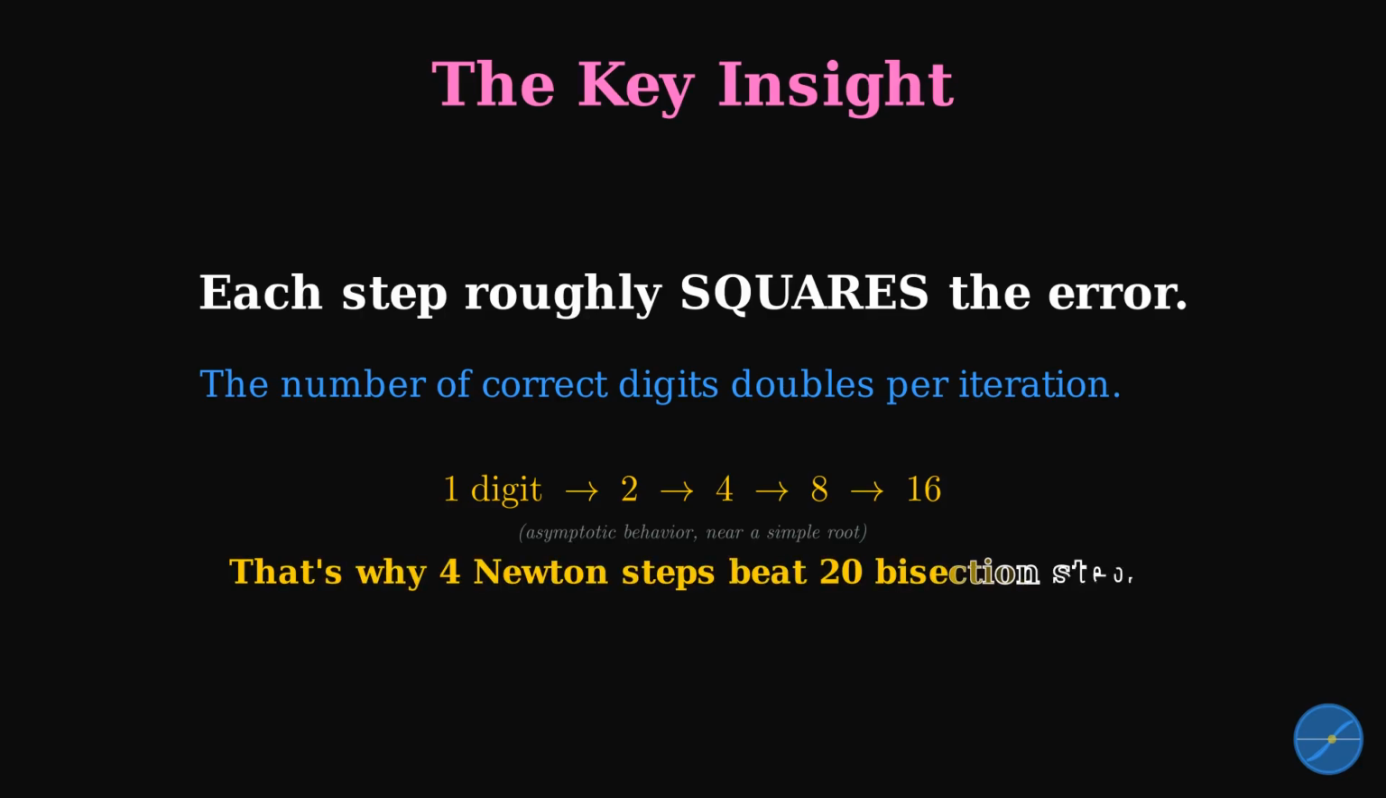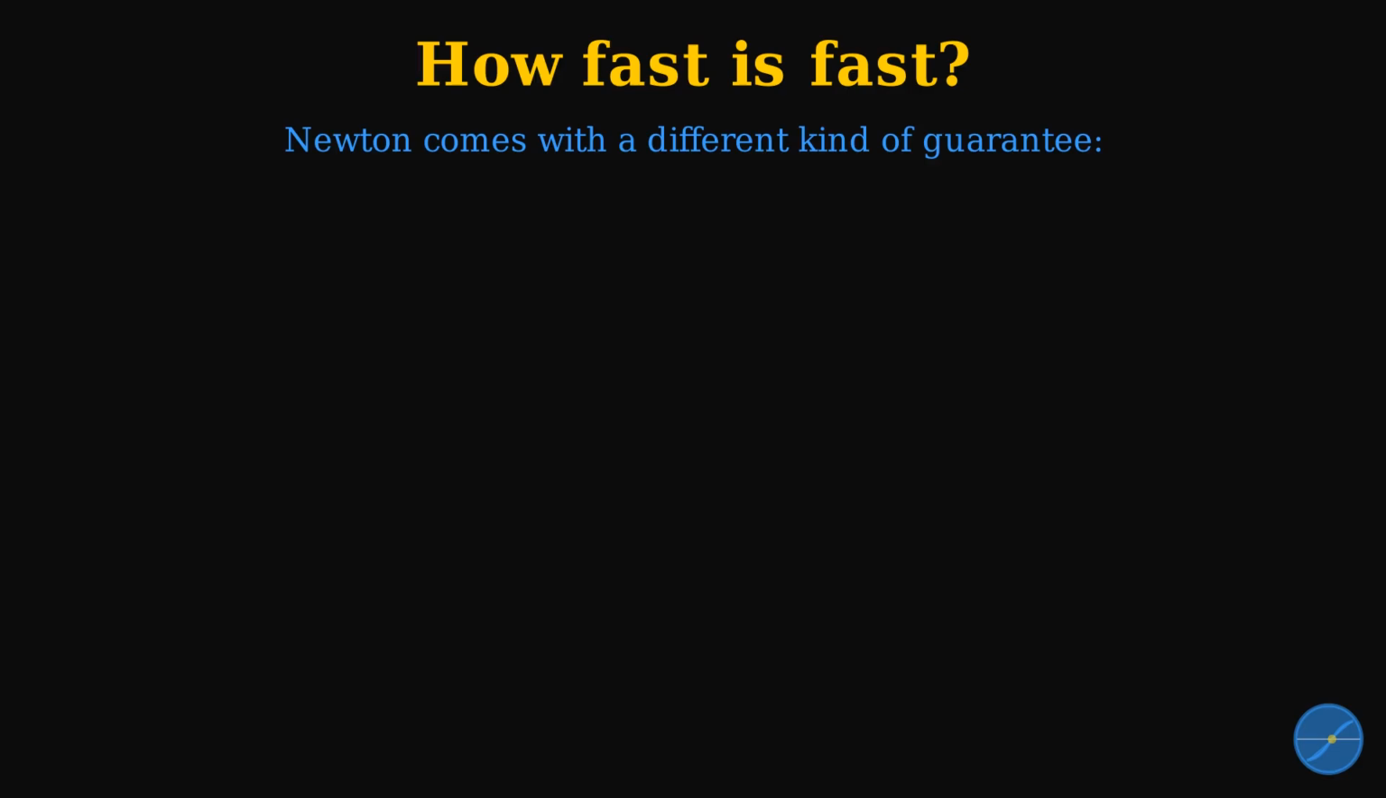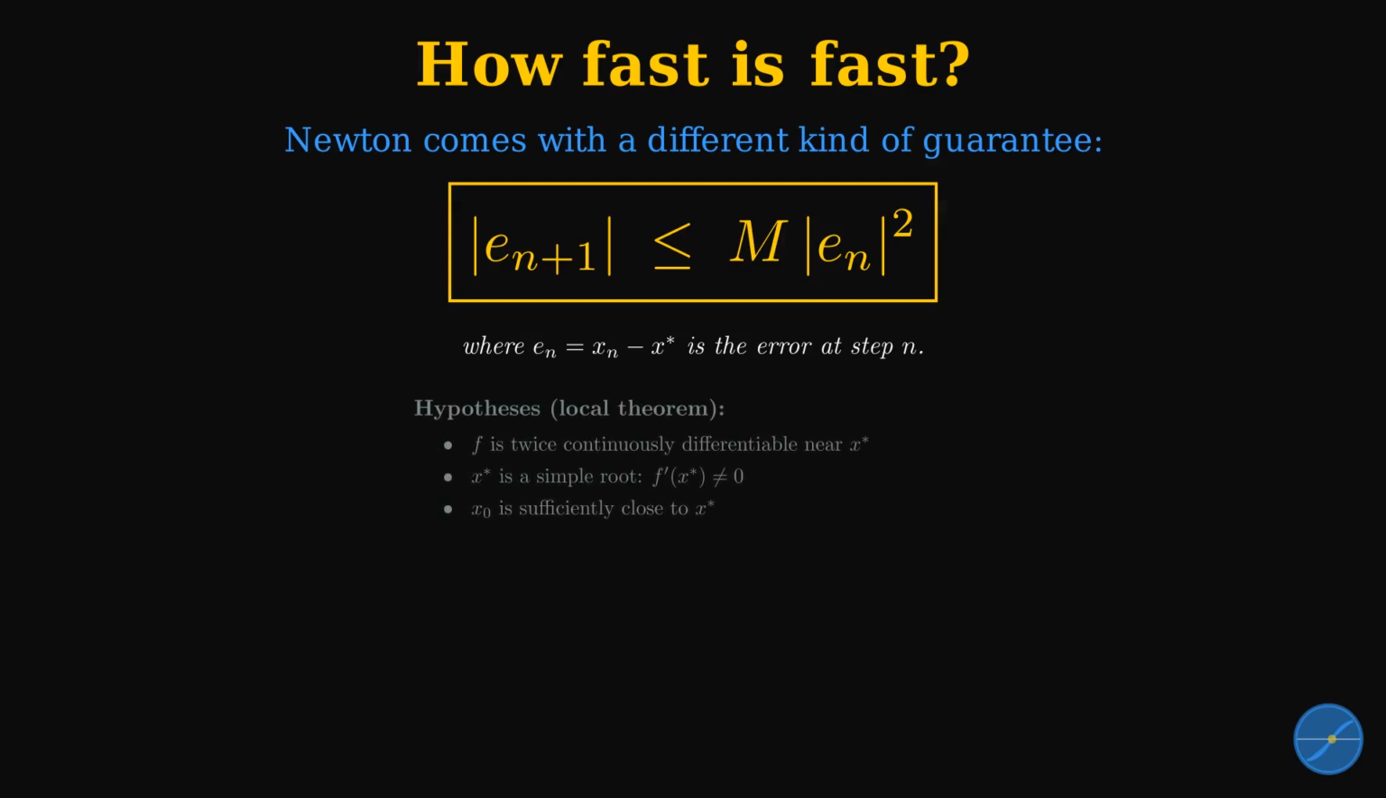That's why 4 Newton steps beat 20 bisection steps. Let's make fast precise. Newton comes with a different kind of guarantee than bisection. The next error is bounded by a constant times the current error squared, where En is how far xn is from the true root x star. It holds under three conditions. F is smooth near the root, the root is simple, f prime isn't zero there, and you start close enough.